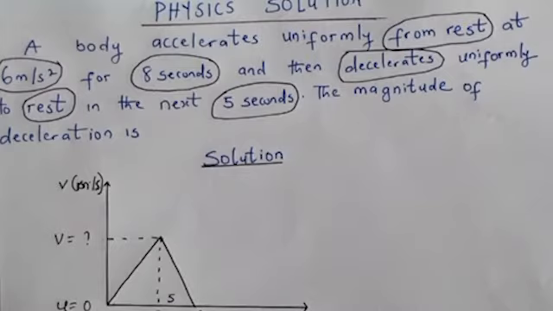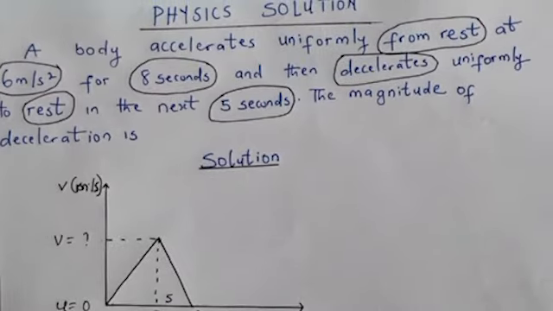The first question we'll be solving says that a body starts from rest and accelerates at 6 meters per second squared for 8 seconds, and then decelerates uniformly to rest in the next 5 seconds. The magnitude of the deceleration is required. The question is a very interesting one, and it's very simple to solve.